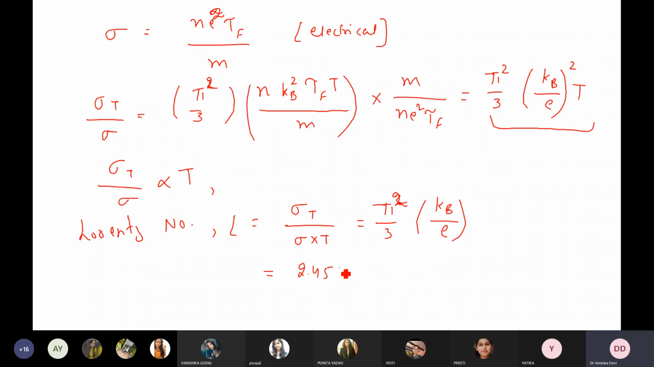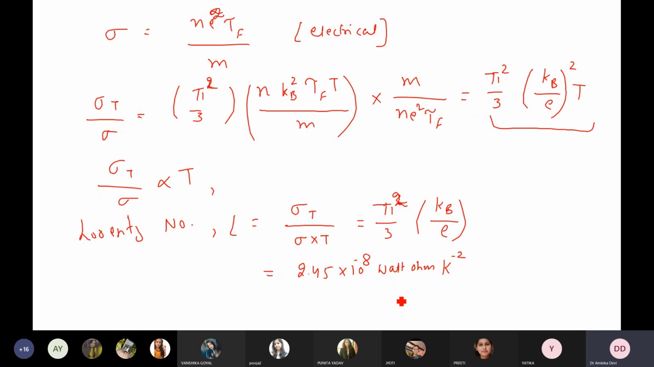2.45 into 10 raised to power minus 8 watt ohm per Kelvin square. Okay, so this Lorentz number is a constant and it is the same for all the metals.